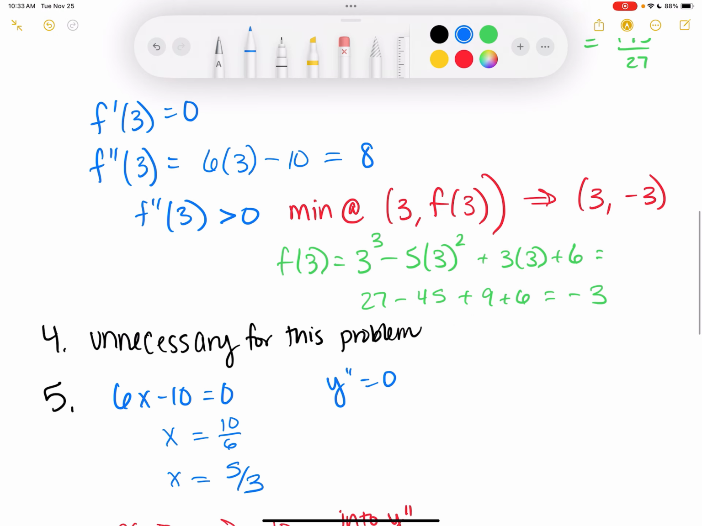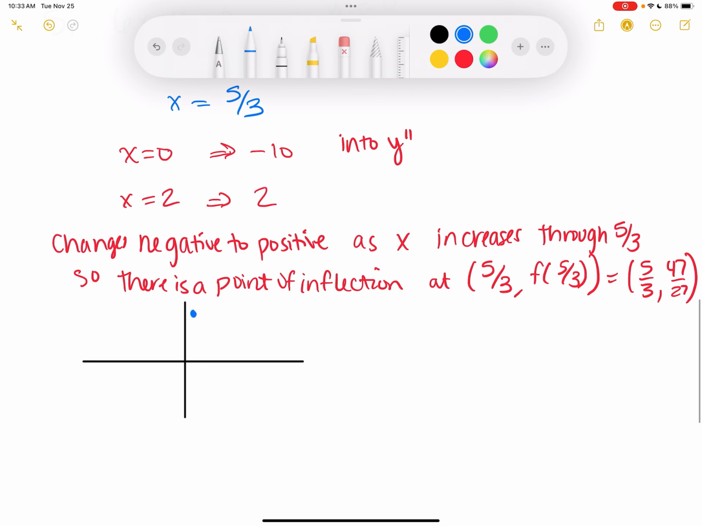3, -3, and a point of inflection at 5/3 and 47 over 27, so that's about a little less than 2 on both of those. So somewhere in here would be my point of inflection.